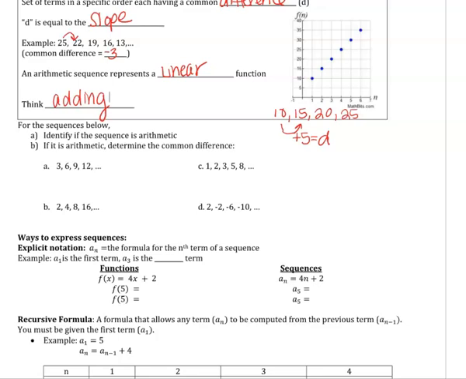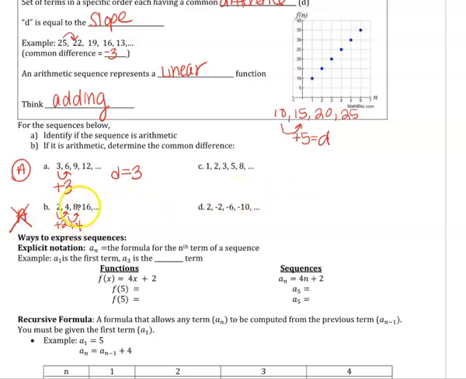Okay, so let's go through these. 3, 6, 9, 12. I'm noticing that those are going up by 3. So that means this is an arithmetic sequence with a common difference of 3. B, it looks like it's going up by 2 initially, but then it gets to 8, which would be adding 4. So that's not adding the same thing over and over again. So this is not arithmetic.